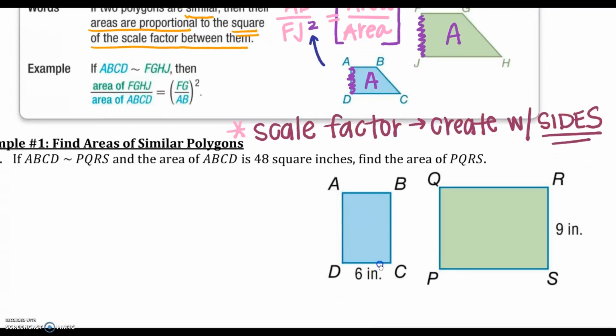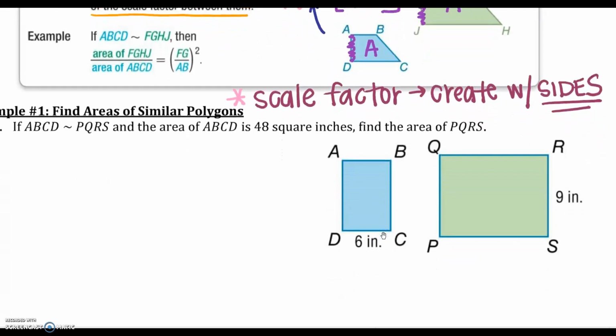All right, so what do these types of problems look like? In problem number 1, I know that ABCD is similar to PQRS. Now remember that when you have this, your order does matter. So notice we have side CD in our first one. That would correspond with side RS in our bigger one. If the area of ABCD is 48 inches squared, I need to find the area of the larger one.